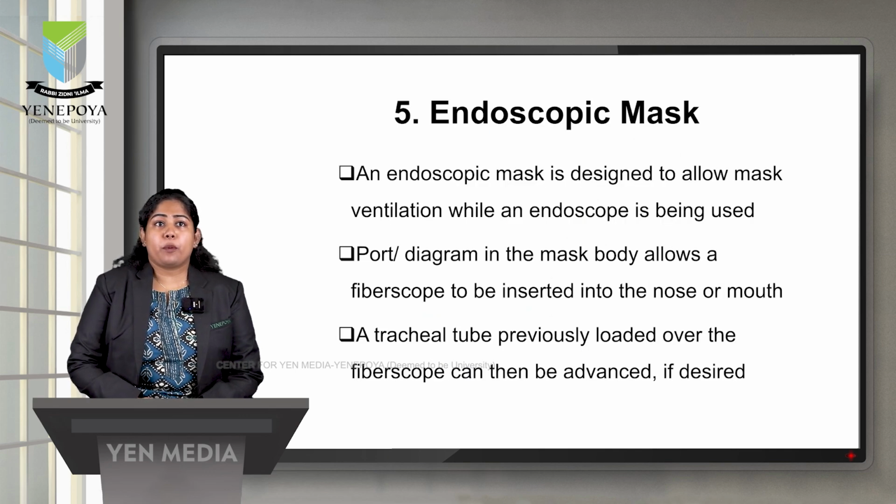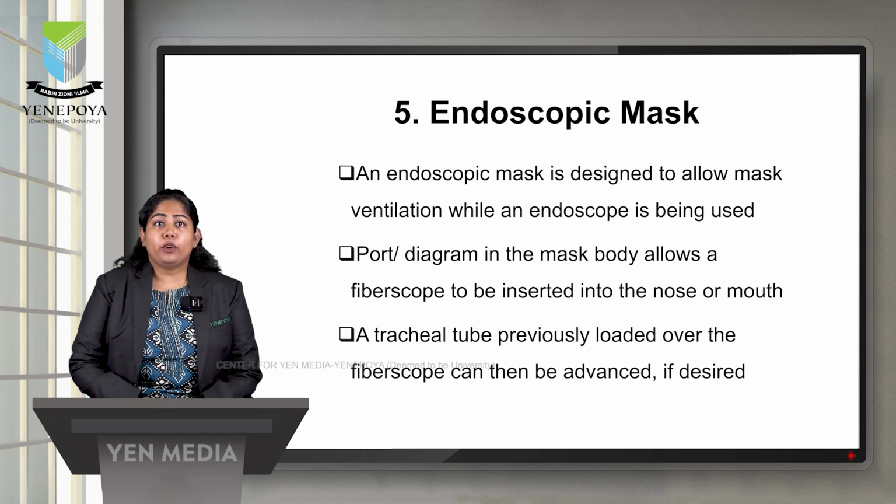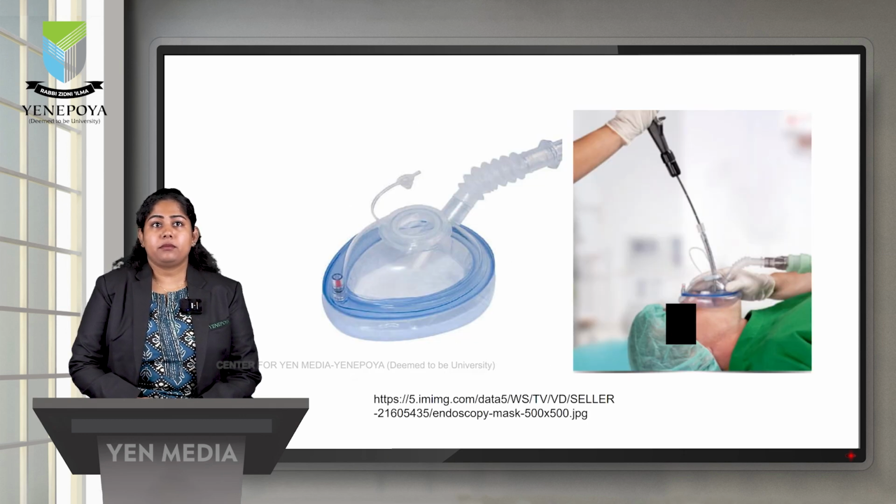Next one is endoscopic mask. So, an endoscopic mask is designed to allow mask ventilation while an endoscope is being used. The port or diaphragm in the mask body allows a fibroscope to be inserted into the nose or the mouth. A tracheal tube previously loaded over the fibroscope can then be advanced if it is desired. This is an endoscopic mask and this is how an endoscopic mask will be used.